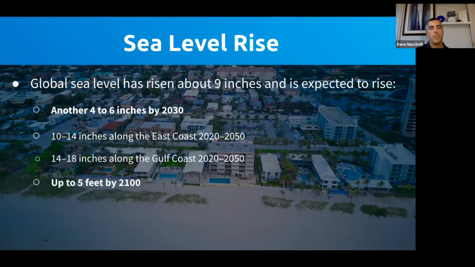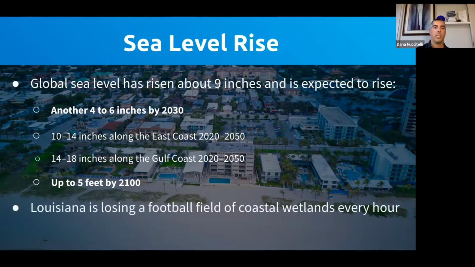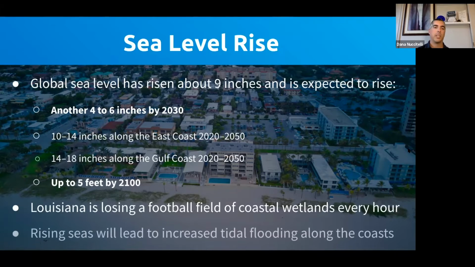And so they have a particularly high rate of sea level rise because of this combination of sinking land and rising oceans. And then there's a lot of uncertainty going out to 2100 because we don't know how fast these big ice sheets might collapse. So we could be looking at up to 5 feet by 2100, depending on that. But there's a lot of uncertainty the further we go out. So as a result, Louisiana is losing a lot of coastal land, coastal wetlands, and we're seeing a lot of increased tidal flooding along the coast. And there are some slides about that I won't go into today.